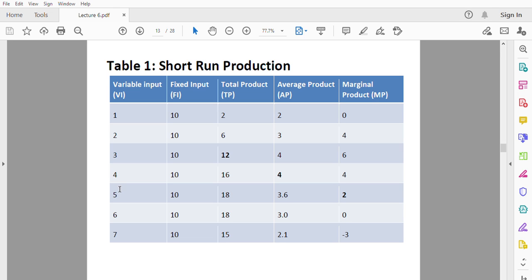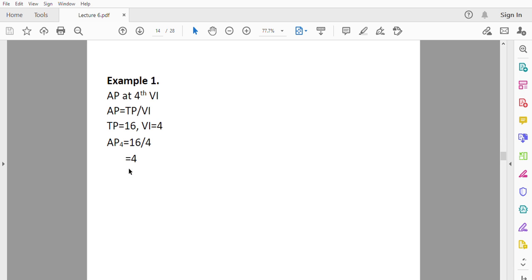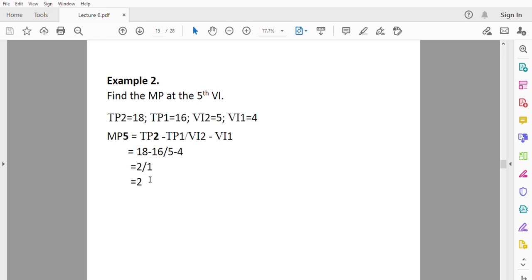Marginal product is the current total product minus the previous, divided by current variable input minus the previous. So 18 minus 16 is 2, divided by 5 minus 4, which is 1. So 2 divided by 1, and we have 2.